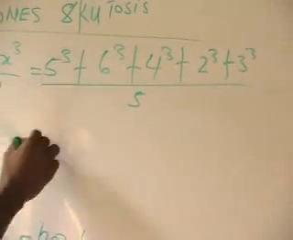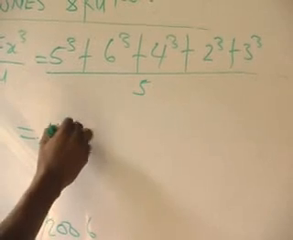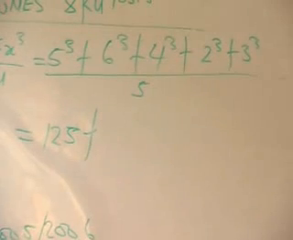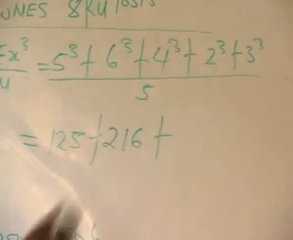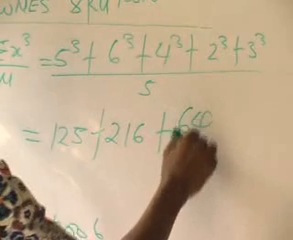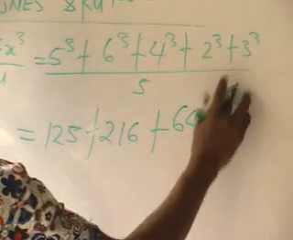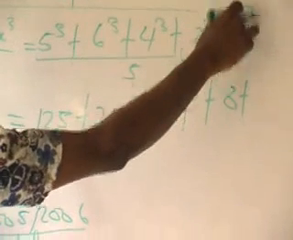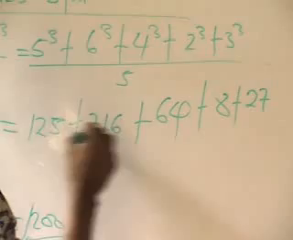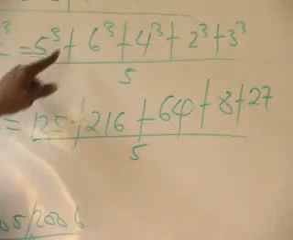So 5 raised to power 3 will give us 125. Then 6 raised to power 3 is 216. Then 4 raised to power 3 equals 64. Then 2 raised to power 3 is 8. Then 3 raised to power 3 is 27. Then all over 5.